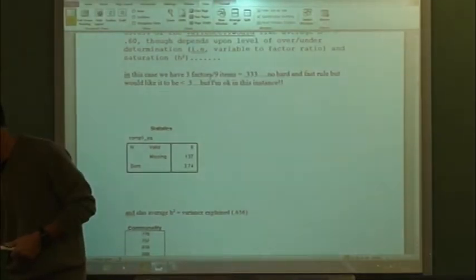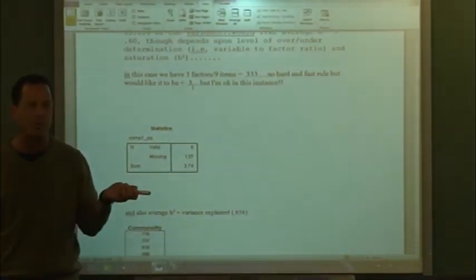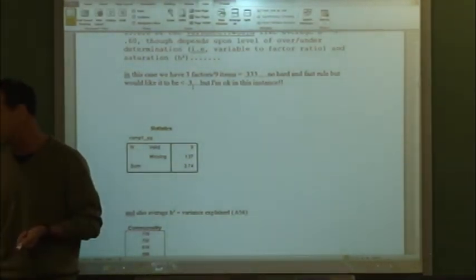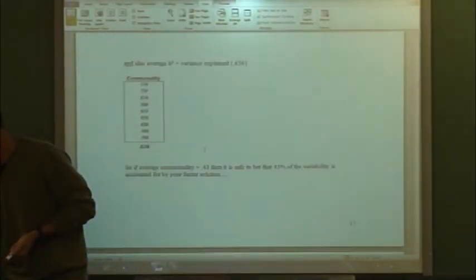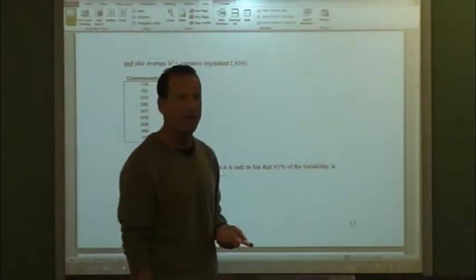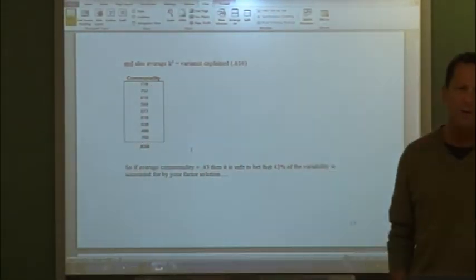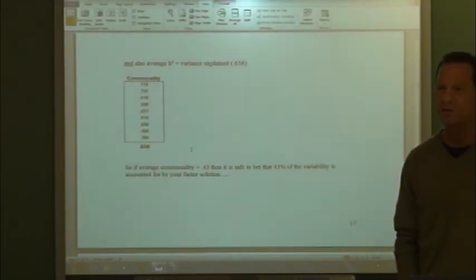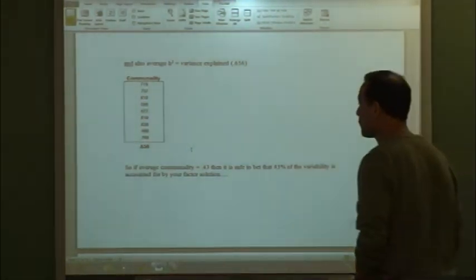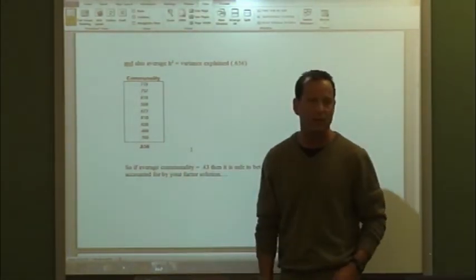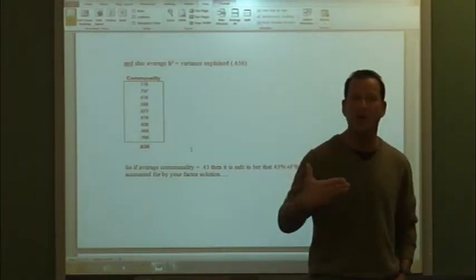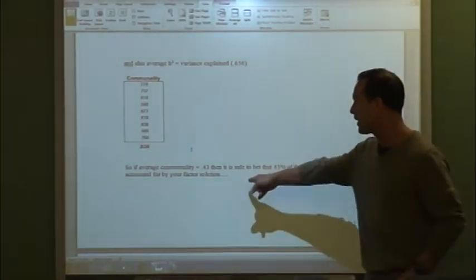In this case, we have 3 factors, 9 items, 0.33. No hard and fast rule, but you would like it to be 0.3, not less than 0.3. That's what the book says, but it really does depend. So here's the average communality, and what's interesting is the average communality equals the percent variance accounted for. 65.6% was the solution. If I took the average communality, it is 0.656, which is not bad, which means the average item has 65% explained.